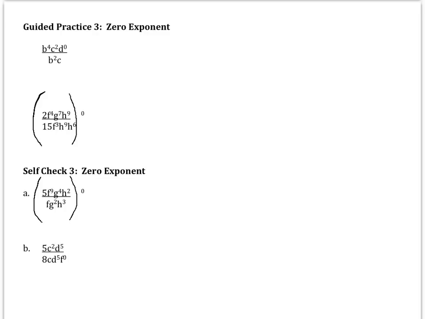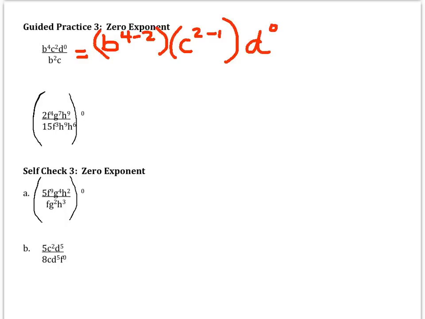Now let's try a couple together. In the first example, in guided practice 3, we have b to the 4th, c squared, d to the 0, divided by b squared times c. So we'll take b to the 4 minus 2 power, multiply that by c to the 2 minus 1 power, and we'll multiply that times d to the 0 power. So we get b to the 2nd, c to the 1st, d to the 0, which is 1, and we simplify that to b squared c.